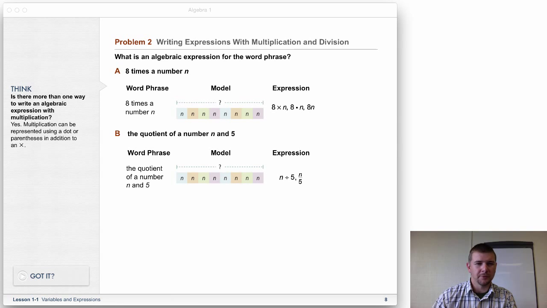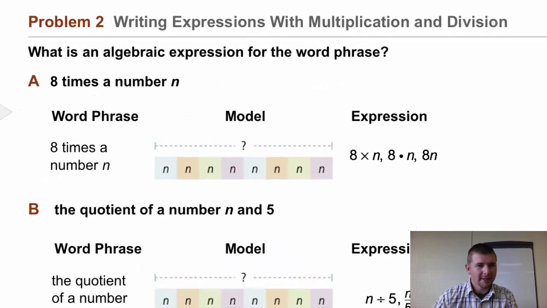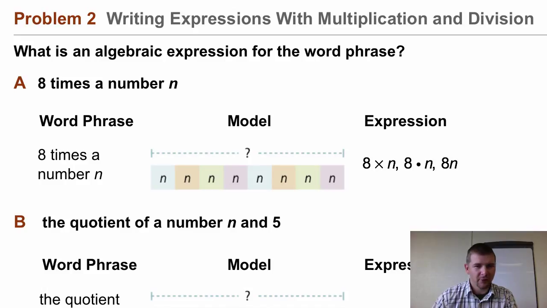Example problem 2. Writing expressions with multiplication and division. What is an algebraic expression for the word phrase? Part A says 8 times a number n. And the book's margin reminds us to think, is there more than one way to write an algebraic expression with multiplication? Their response is yes.